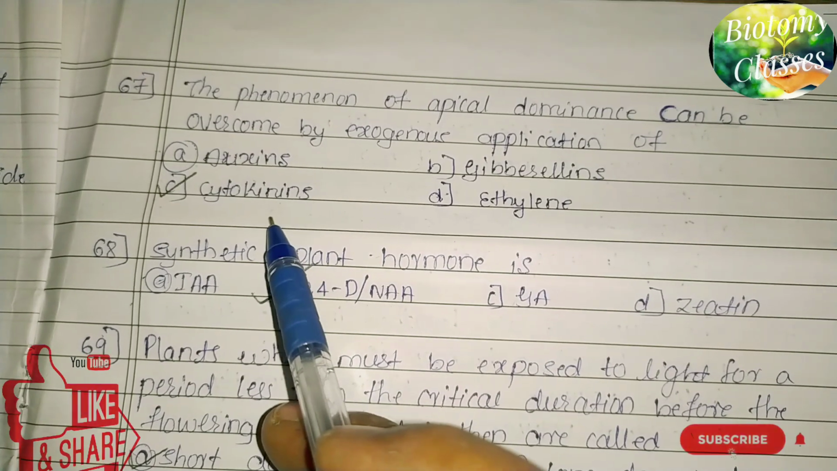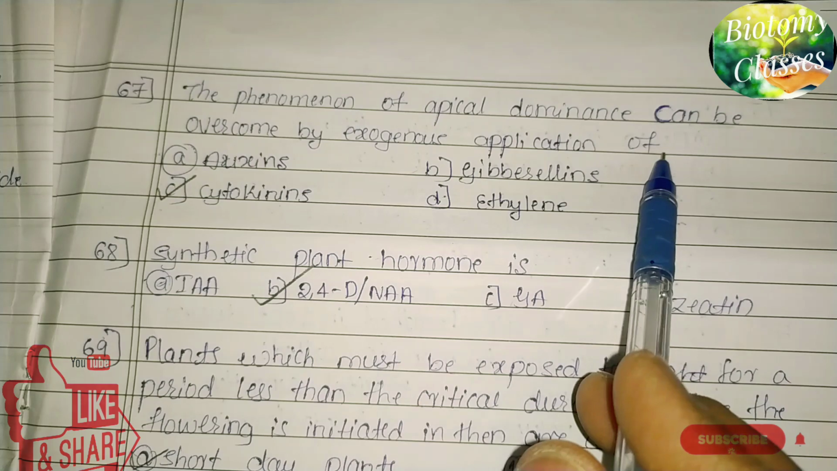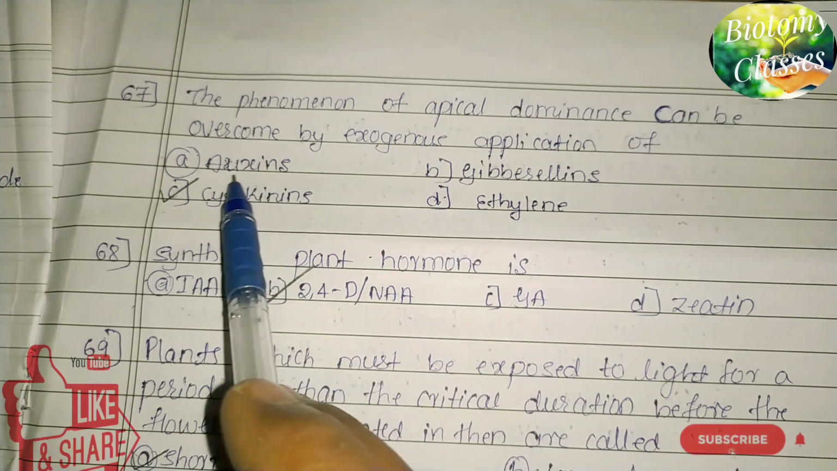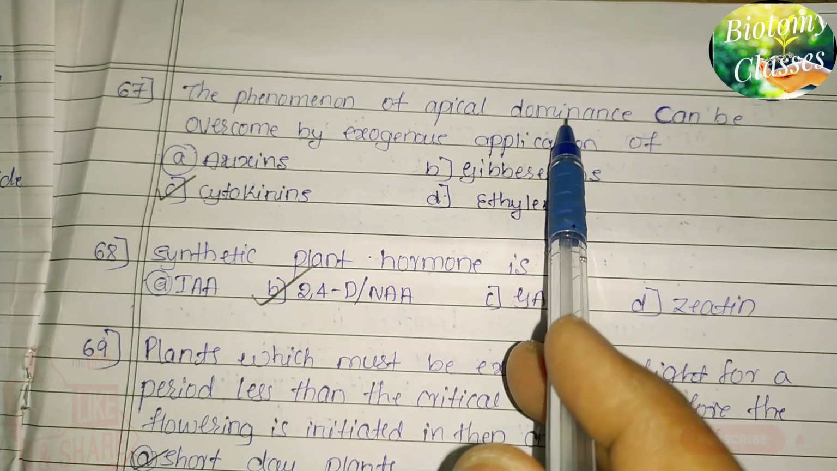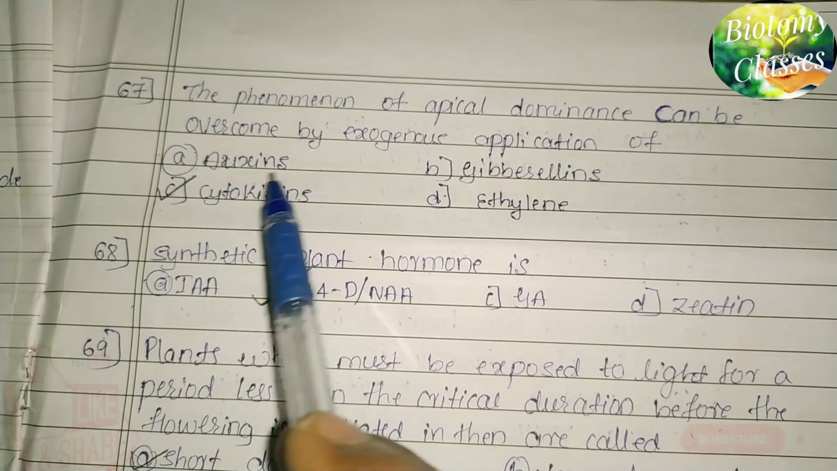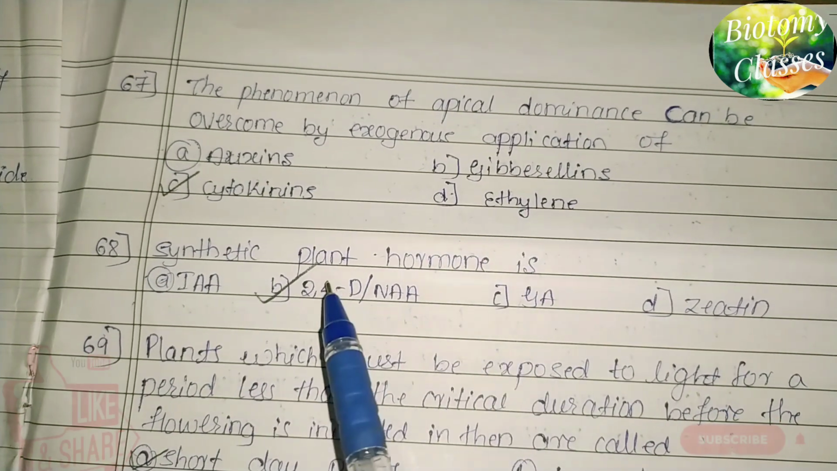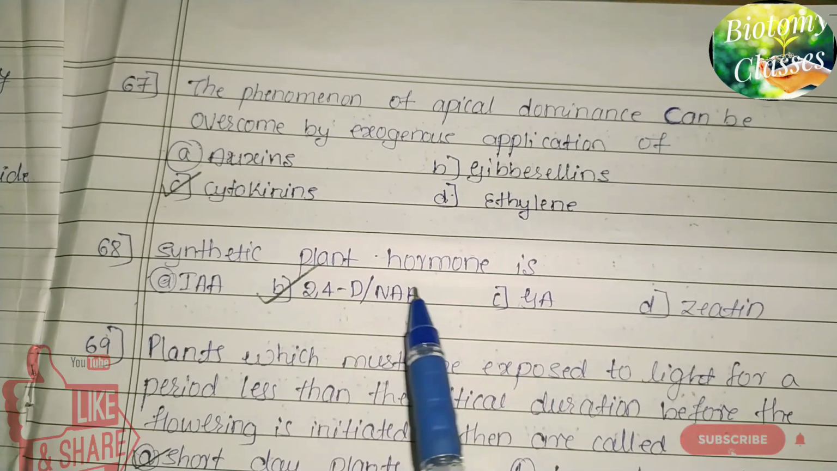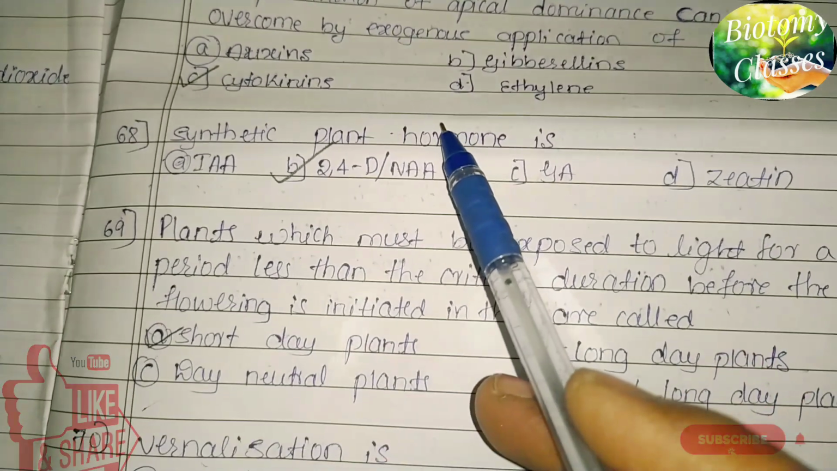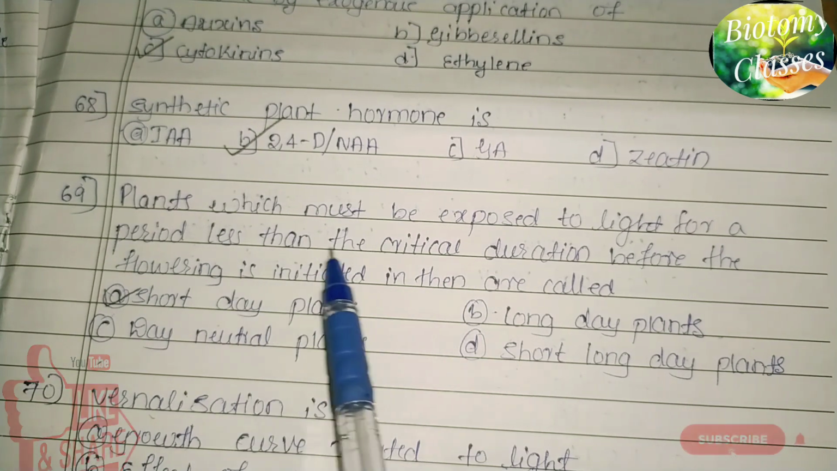The phenomenon of apical dominance can be overcome by exogenous application of the hormone cytokinins. Apical dominance is initiated by auxins and overcome by cytokinins, so C is the right answer. Synthetic plant hormone: 2,4-D and NAA both are synthetic plant hormones of the auxin type.